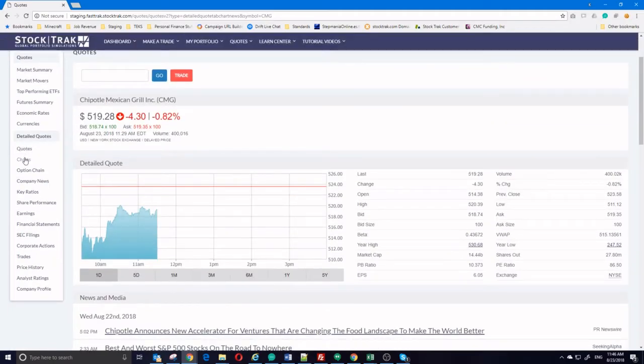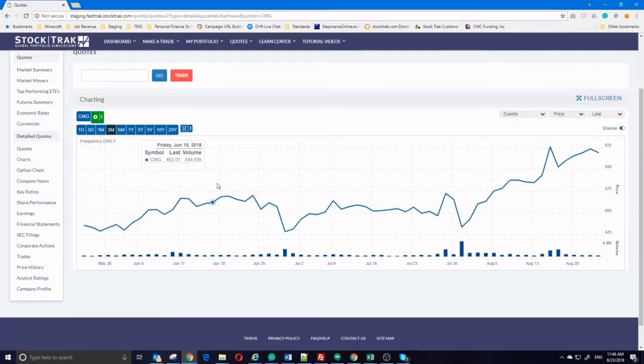You can find more information about this stock by looking at the detailed quote options on the side of the page here. For example, charts will give you a lot more information using our charting tool showing how this stock's price has been going for the last 3 months. And again, you can configure this to go with different date ranges.